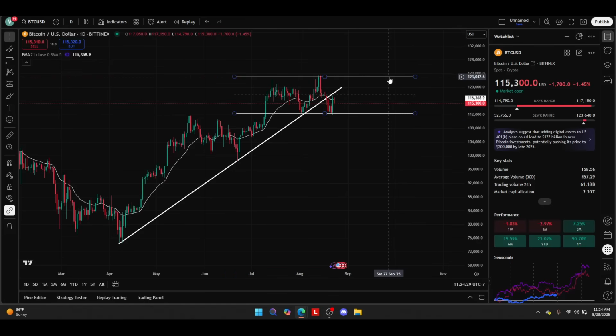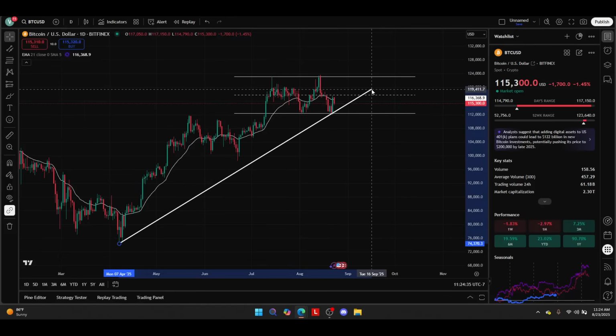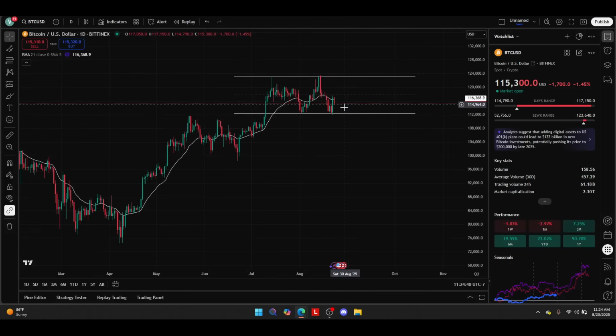Support at 112,500, resistance at $123,400. So let's see what happens. Maybe you can adjust this if we continue moving up higher. But overall, it looks like we're just trading sideways.